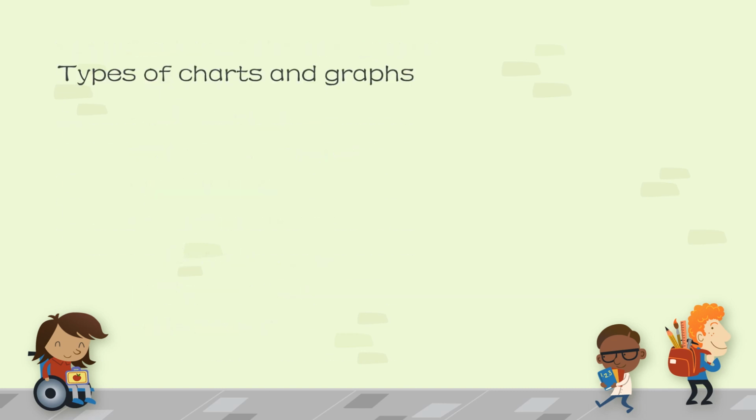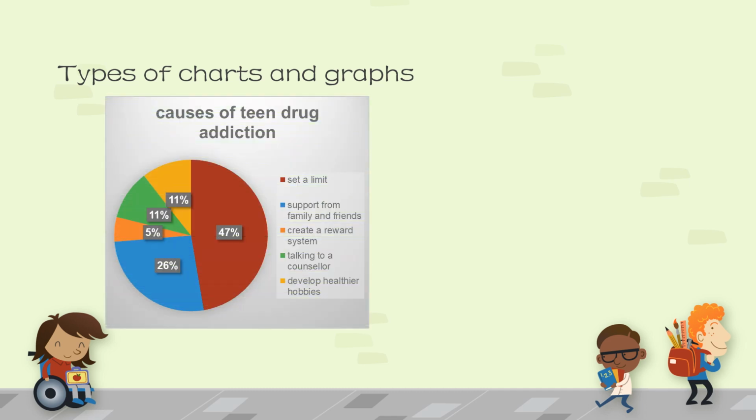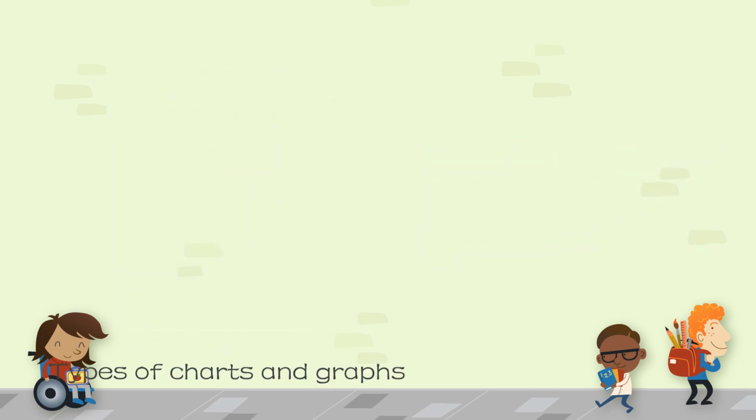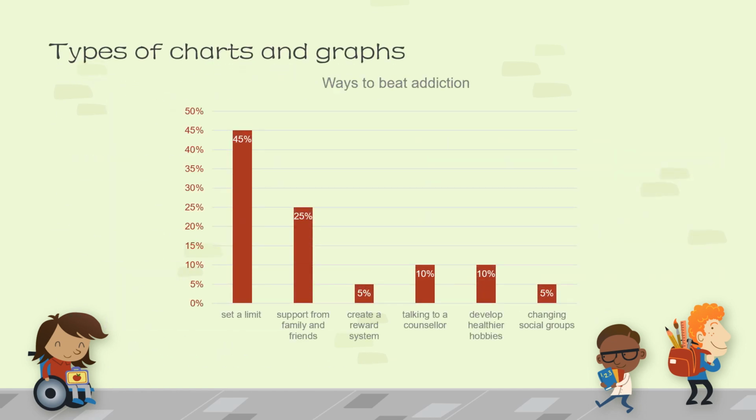So let's talk about types of charts and graphs. We'll talk about 3 types of charts and graphs. First one, we can see a circle with percentage on it. It's a pie chart. Second one, we can see the blue line. It is a line graph. In this one, we can see there are 6 bars. So it is a bar graph.